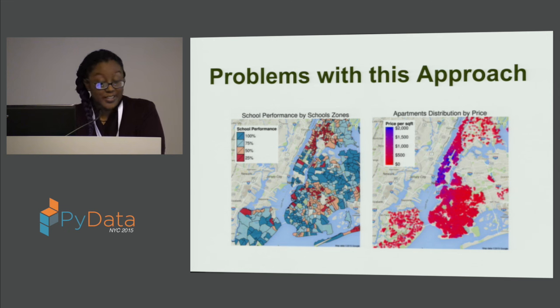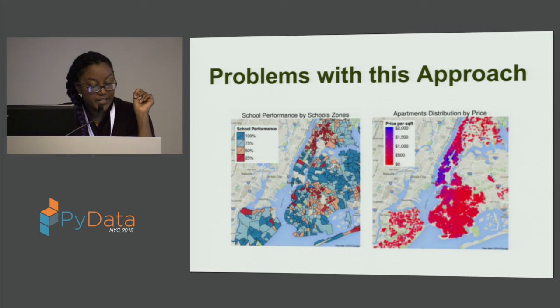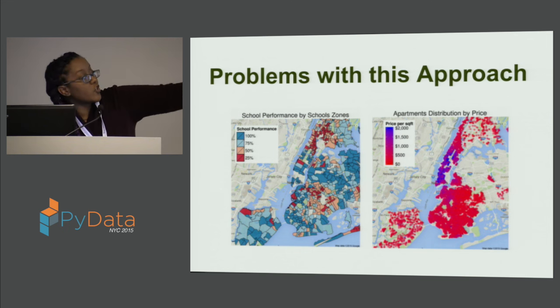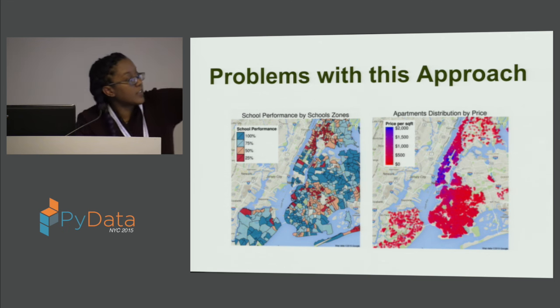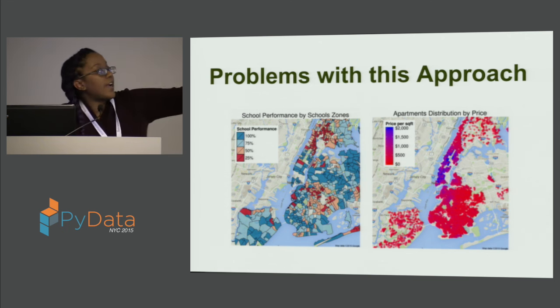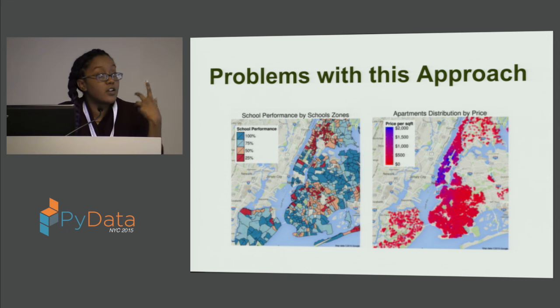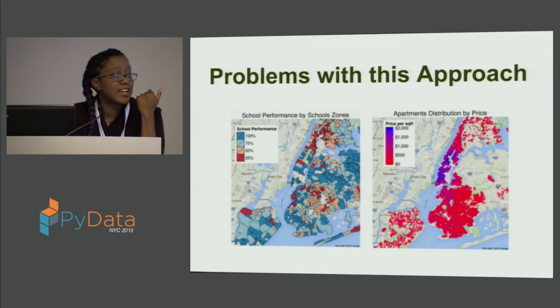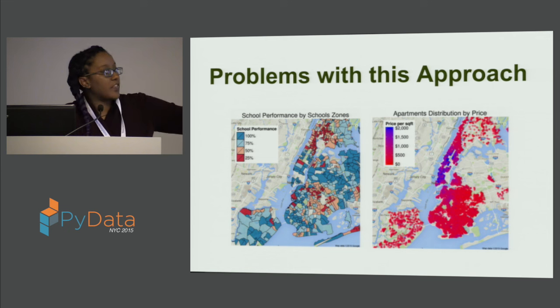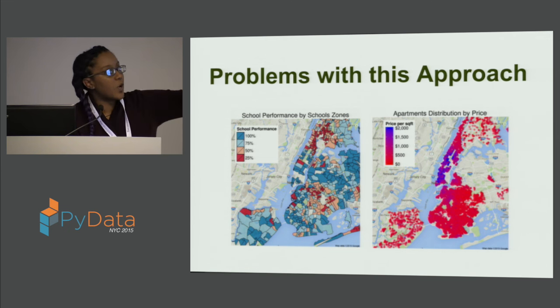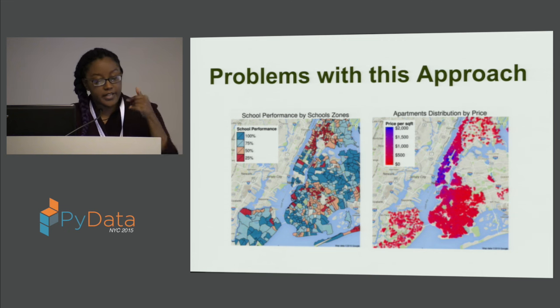So, problems with this approach. The graph on the left here shows you where the school zones in New York City are. You can see that the lines are blocked out. Gray areas are areas of New York City that are not zoned or have not had a school test given in a very long time. New York City has their own way that they give out the exams to the schools that determines whether or not they'll be in the data.